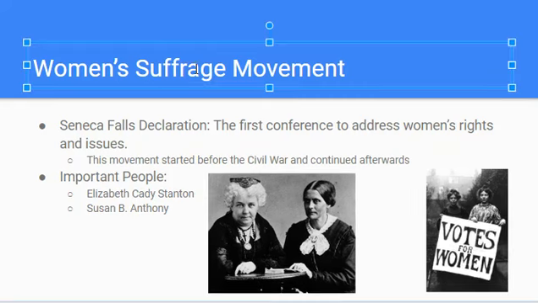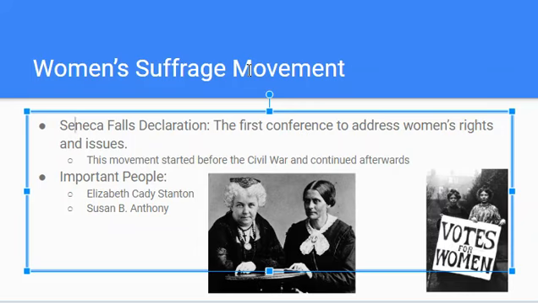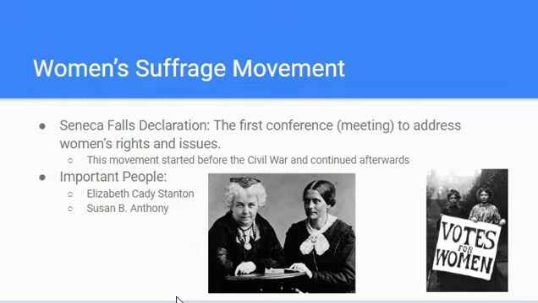The women's suffrage movement, which hopefully you remember, suffrage means to vote, is starting to take place. During this time, women are not allowed to vote. And there's something called the Seneca Falls Declaration. And this was the first conference to address women's rights and issues. And a conference, in case you guys don't know, is simply a meeting. And this movement started before the Civil War and continued afterwards. Some of the important people were Elizabeth Cady Stanton and Susan B. Anthony, and they felt women should be able to vote, so that's what they argued for.